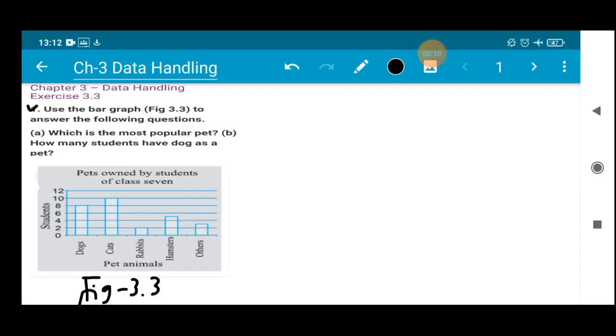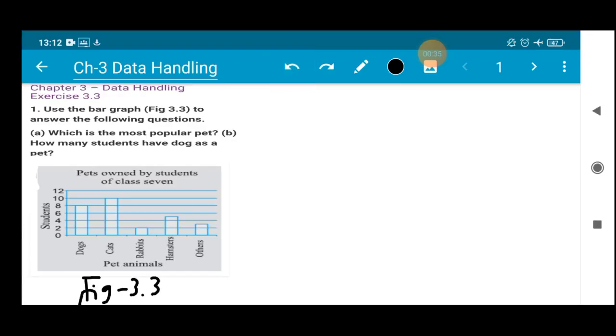Question number 1 states: use the bar graph, figure 3.3, to answer the following questions. The graph represented here is figure 3.3, and this type of graph is considered a bar graph, in which you can see the bars. Using and studying this bar graph, we have to answer the questions given there.